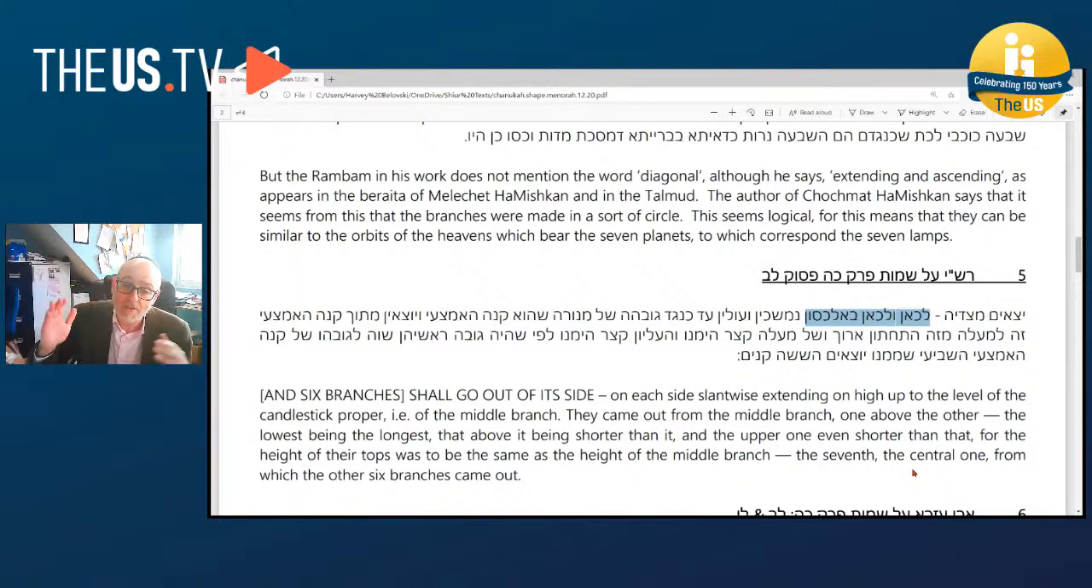Are they rounded, as we're familiar with many menorahs? No, they are straight. And al-chasam means a diagonal or slantwise.